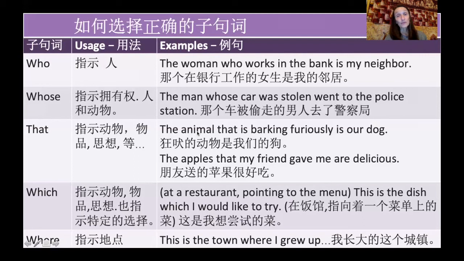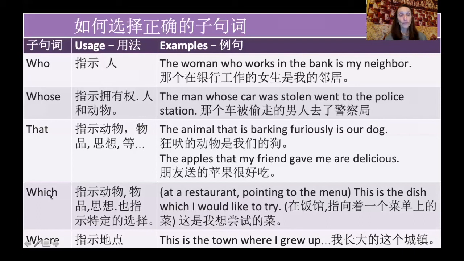You might hear people say the animal who is barking furiously. This is better when it's an animal. Okay, another sentence: the apples that my friend gave me are delicious. Okay, so here's a 物品, right? And here's a 动物.